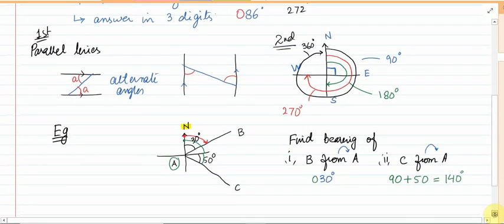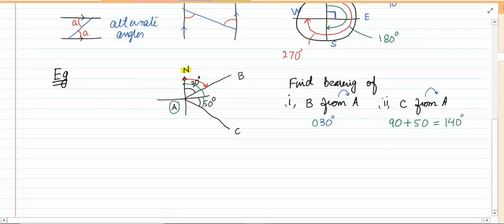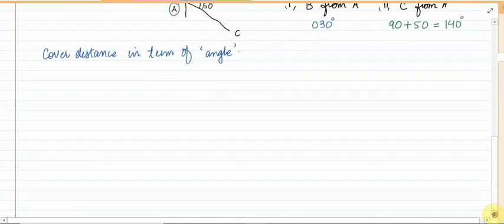Moving on to some more examples. Now keep in mind, in the shortest and easiest way, what is bearing? You need to cover a distance but in terms of angles. That is very important. Now I am going to write it down. You need to cover distance in terms of angle. That is what bearing is all about. Okay, so moving to the next example.